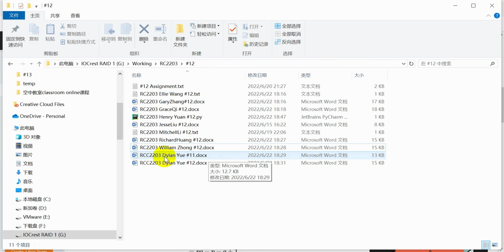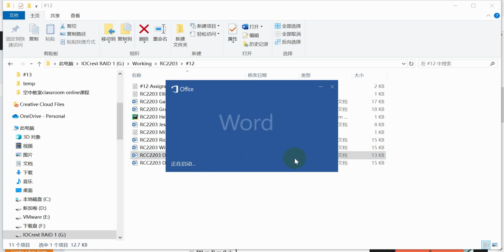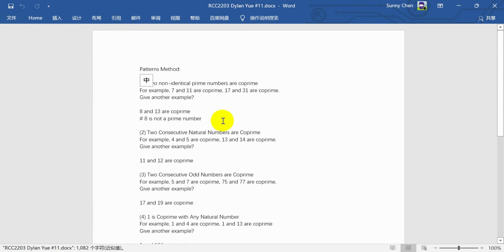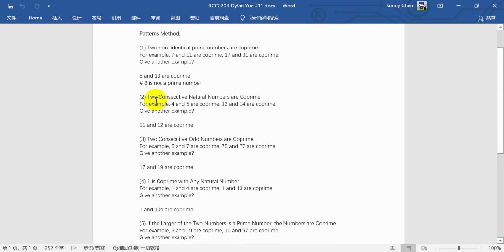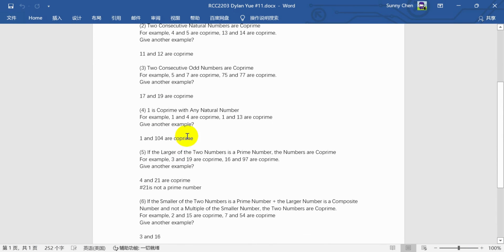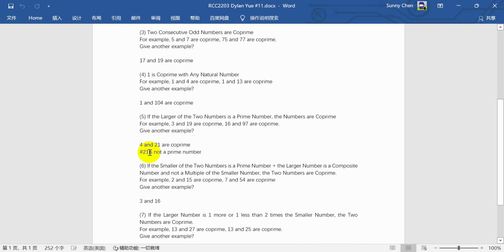Next is Dylan's number 11 homework. So the first one, two non-identical prime numbers. First of all, 8 is not a prime number. So you could say like 7 and 13 or something along those lines. Number 2 is right, number 3 is right, number 4 is right. Number 5, 21 is not a prime number. So the bigger number has to be a prime number for number 5. So you could say 23 and 4.